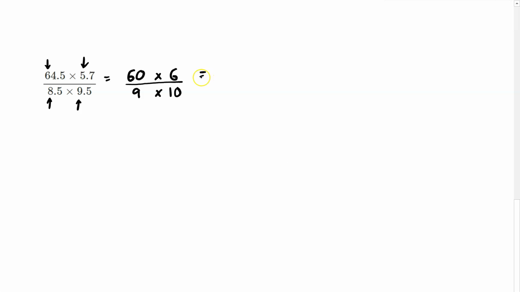So 6 60s, well I know that 6 6s are 36. I've got a 0 on it here, so I have to have a 0 on it here. And 9 10s are 90. Again, they both end in a 0, so I can take the zeros off. So now I've just got to do 36 divided by 9. And hopefully we know, or we can count up in 9s and say that that is 4.